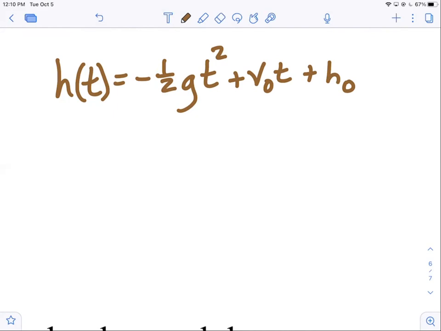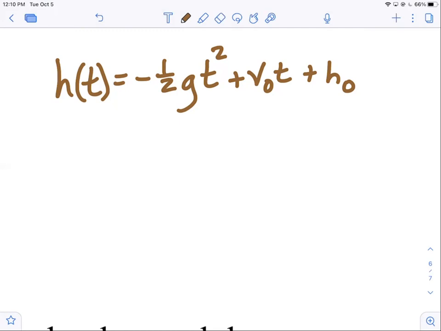Little g is your gravitational constant. It's your acceleration due to gravity, which Galileo knew empirically. V sub o is your initial velocity. It could be a velocity you're throwing it up with or down with, positive or negative, and h sub o is your initial height.